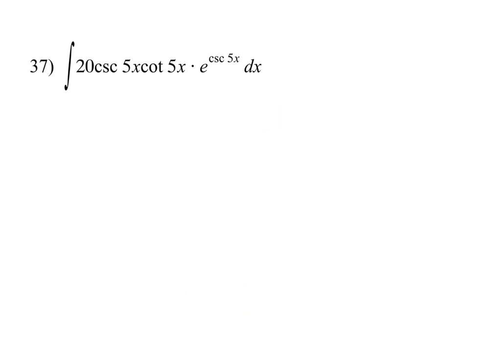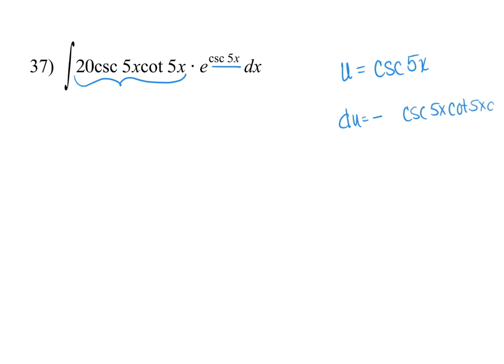For this one, if you think about it, your u is still going to be that exponent, right? So my u is going to be this guy, and then this is what I want to account for when I take the derivative of him. So if my u is the cosecant of 5x, then my du is negative cosecant of 5x times cotangent of 5x dx, and then times derivative of that, which is just 5.